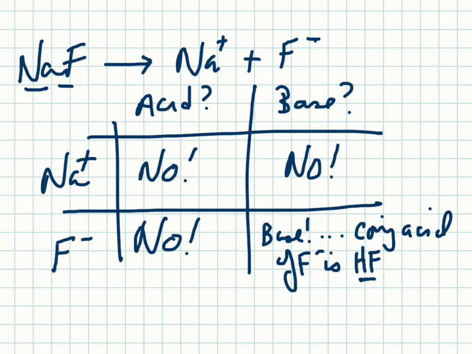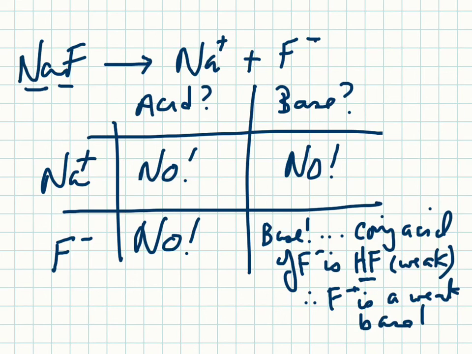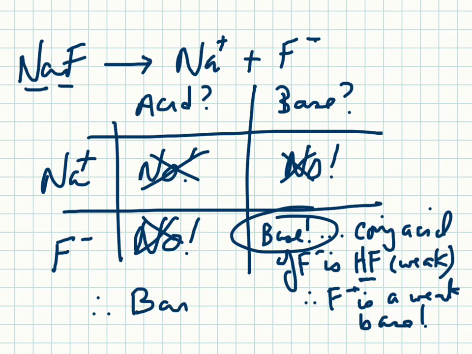So we look up HF on our Ka chart, we notice that it's a weak acid, therefore fluoride ion is a weak base. Okay, not so weak that it doesn't affect the pH, but nonetheless it's a weak base. So fluoride is a base, everything else was neutral, therefore sodium fluoride is a basic salt.